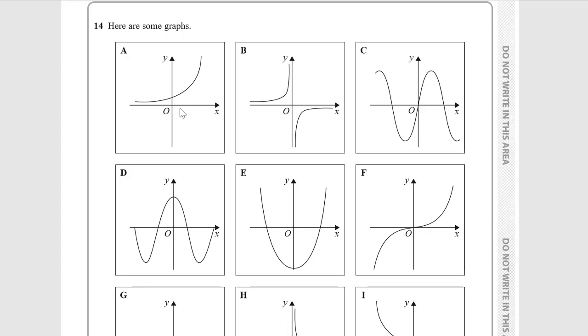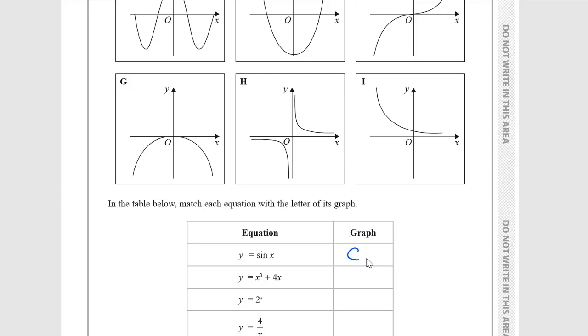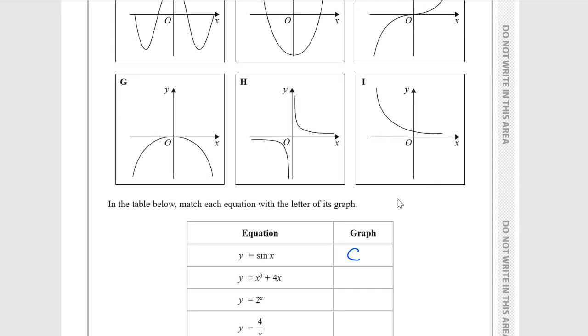So it can't be this one, no, it can't be sine x. This one looks like our sine x, and that's just something that we have to learn from memory. So you can see it's got that cyclical nature, crosses through the origin. So that for me is sine.